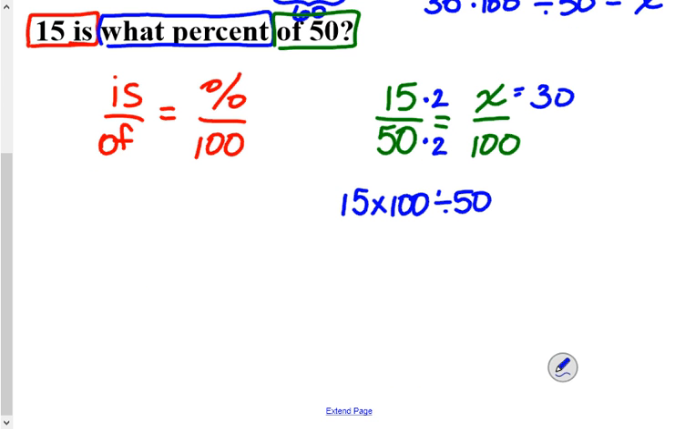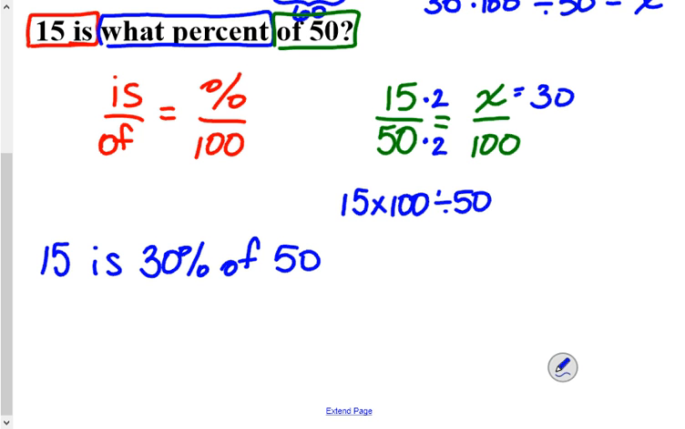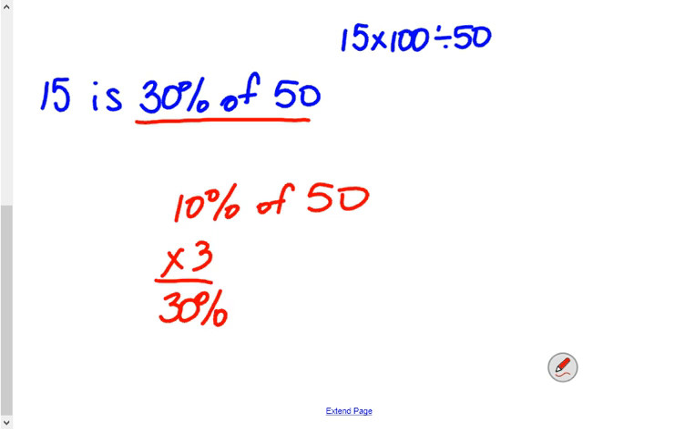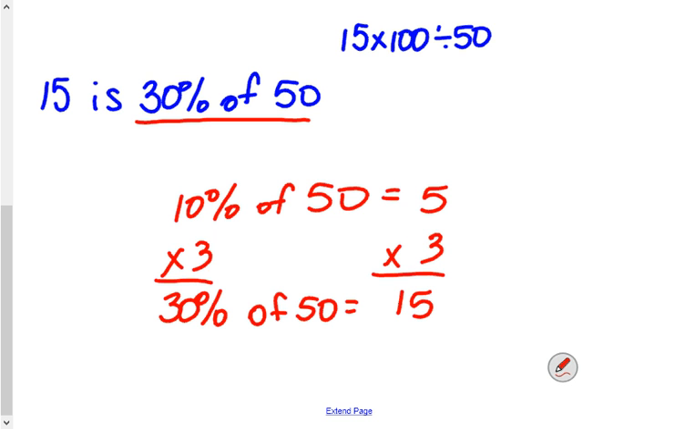So I could rewrite this and say 15 is 30% of 50. If I went back and found 30% of 50, I could find that by doing 10% of 50 and then tripling it to get 30% of 50. Well, notice 10% of 50 is 5. If I triple that, I get that 30% of 50 is 15. And that matches what my question said, so I can be pretty sure that I'm right then.